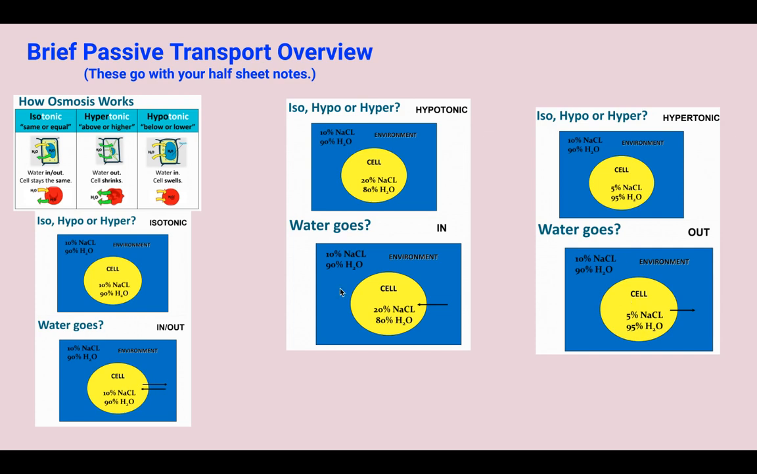So that is how you can tell the difference. In isotonic, we have water moving in both directions equally because it is balanced. 10% and 10% are equal. In hypotonic, we have 10% and 20%. 10% is lower.